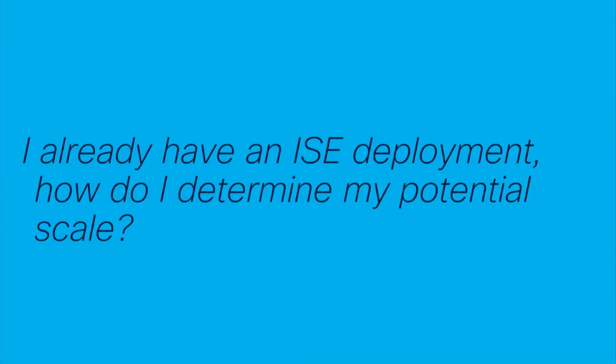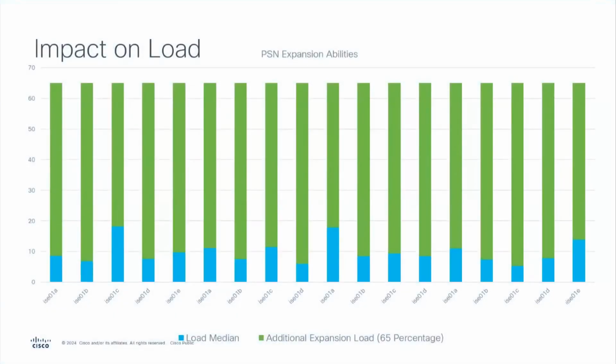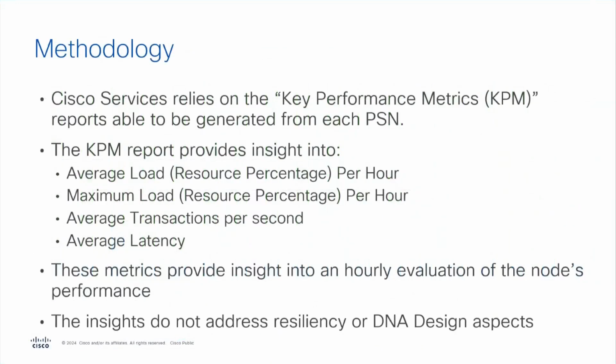What we use for advanced services is what we refer to as KPIs, or the key performance indicators, which is a report within ISE. What the key performance indicators provide to us is a breakdown of what is the load that is present on each of my policy services nodes. Within each of the policy services nodes, I can take those key performance metrics, and that metric will give me the average load, the max load, the transactions per second, and average latency. And I can cross-reference that with active sessions that are currently present on each of those nodes.